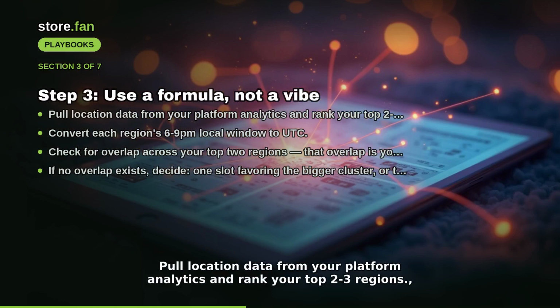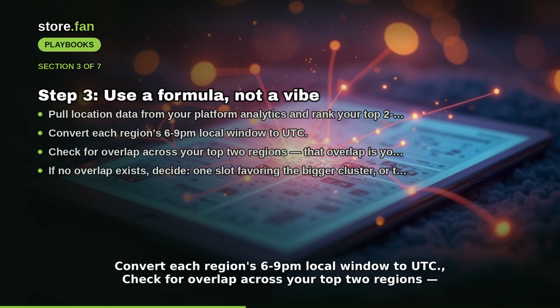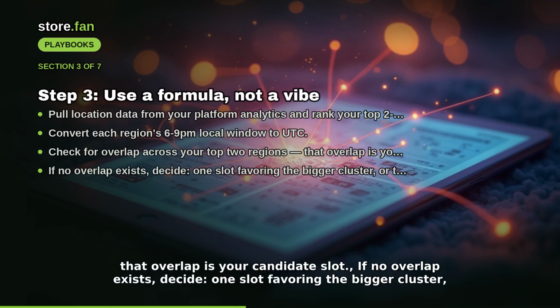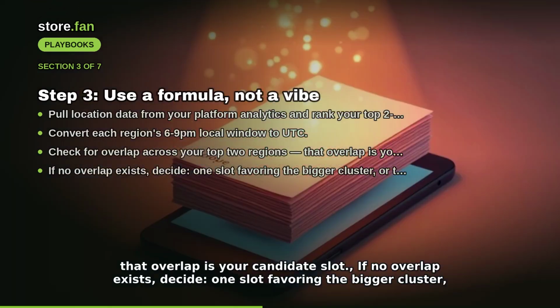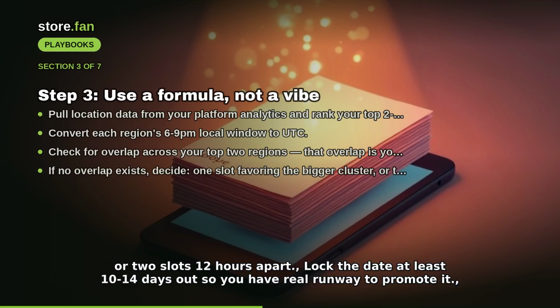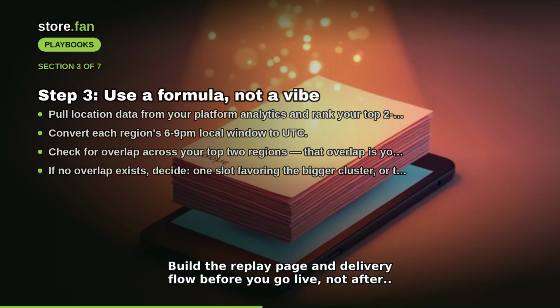Pull location data from your platform analytics and rank your top 2-3 regions. Convert each region's 6-9 p.m. local window to UTC. Check for overlap across your top 2 regions. That overlap is your candidate slot. If no overlap exists, decide 1 slot favoring the bigger cluster, or 2 slots 12 hours apart. Lock the date at least 10-14 days out so you have real runway to promote it. Build the replay page and delivery flow before you go live, not after.